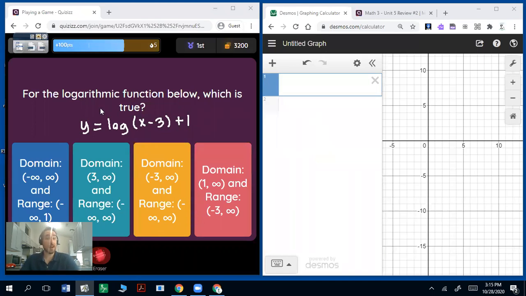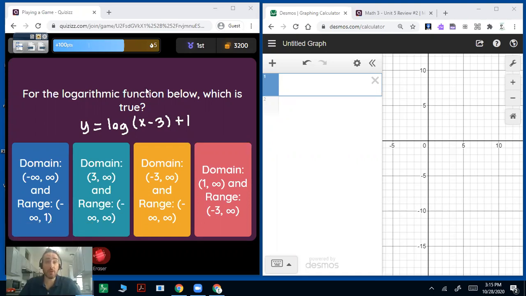So I realized I did not have that logarithmic function in there. So now I have it in there. It'll be corrected on your end. For the logarithmic function below, which is true, it's the same one as the previous problem: y equals log(x minus 3) plus 1. So let's analyze that, shall we?